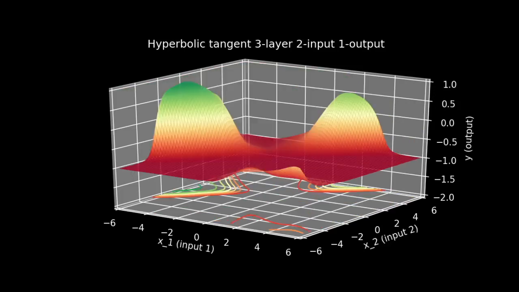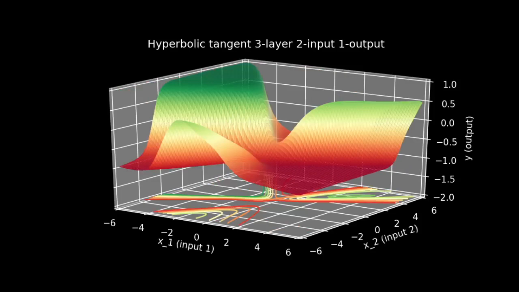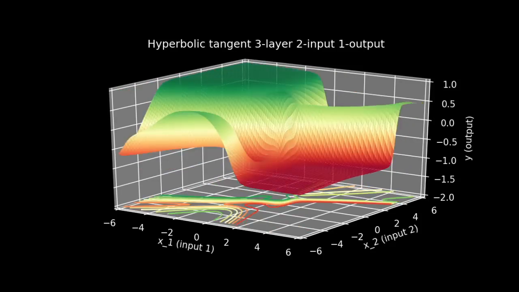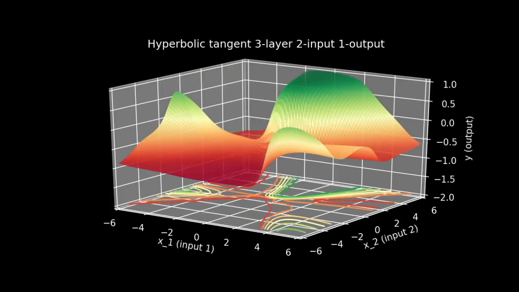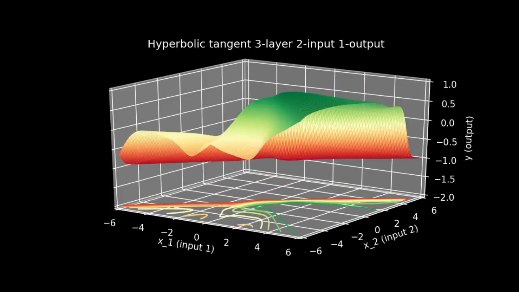In the case of a multilayer perceptron, these plots are all sliced at the y=0 level. That means if you look at the floor of the plot, everything in any shade of green will be one category, and everything in any shade of red will be the other category.